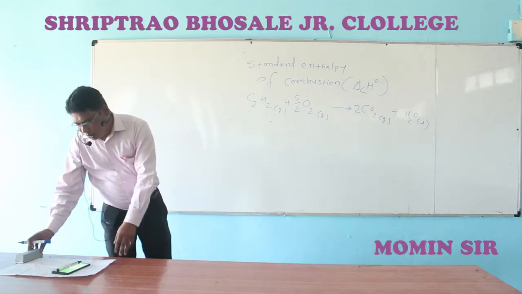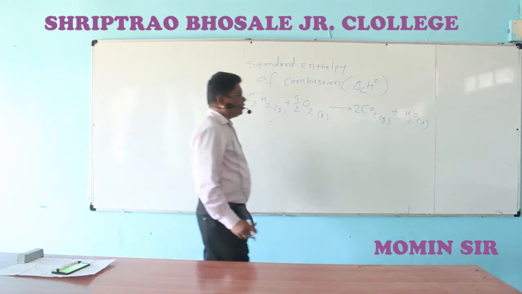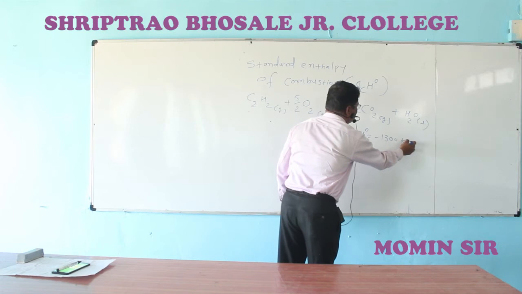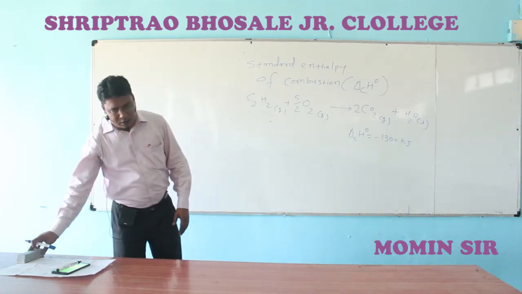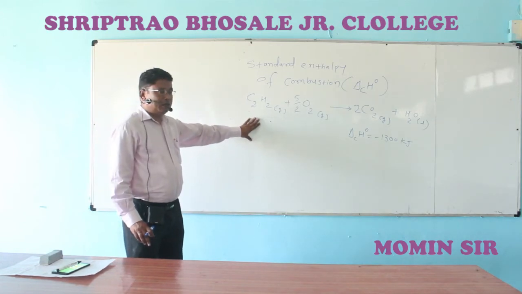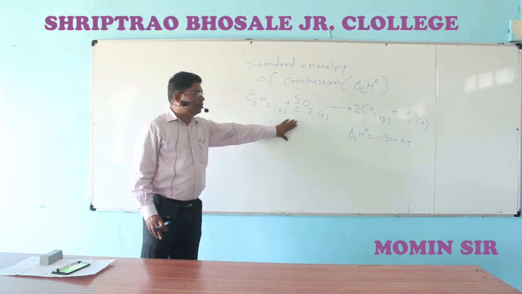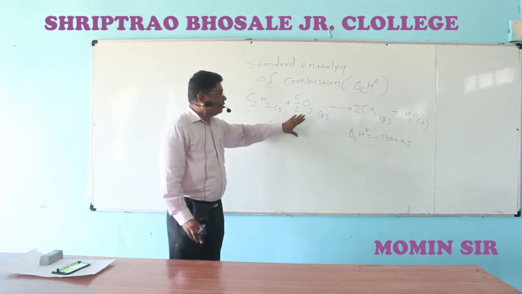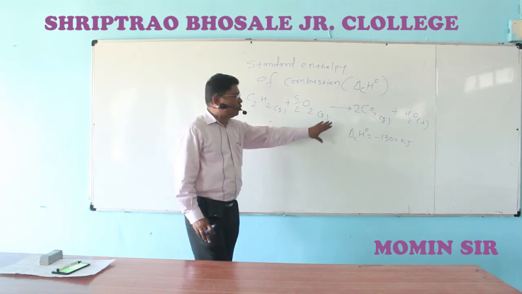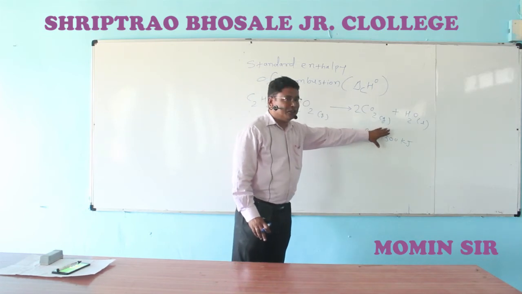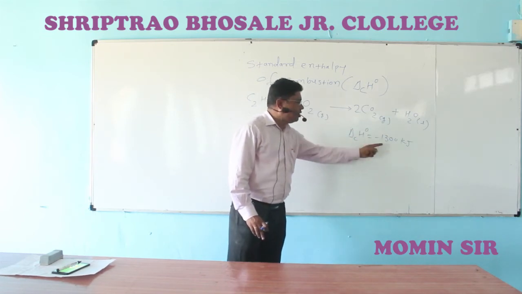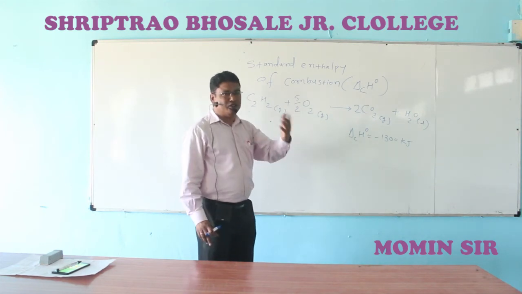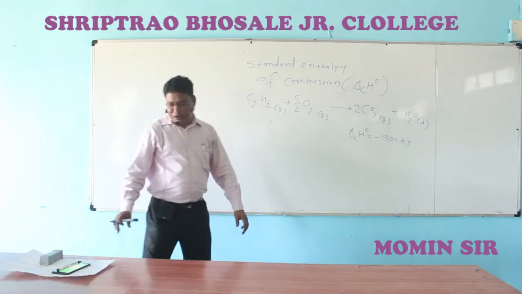The standard enthalpy of combustion for this reaction is -1300 kilojoule. What is called combustion? The reaction of a compound with oxygen is called combustion. When acetylene C2H2 gas reacts with oxygen, this is a combustion reaction. The products are carbon dioxide gas and H2O. 1300 kilojoule of heat is released. Generally, combustion reactions are exothermic reactions. So we can write the definition of combustion like this.